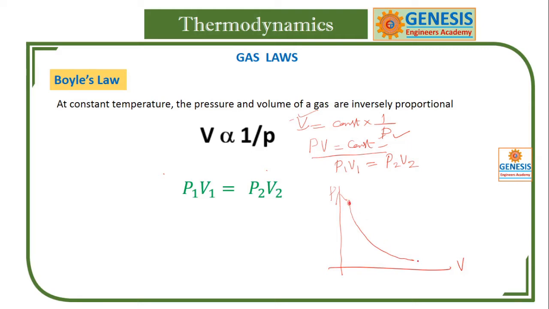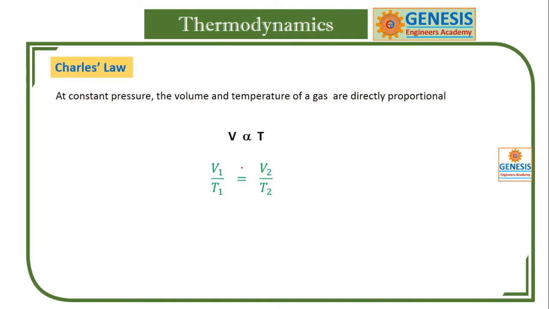So this is state 1 and this is state 2. The values here are P1 on the y axis and volume V1 on the x axis. When you want to compress, what happens? The volume decreases. When there is an expansion, the volume increases. So that is the idea of Boyle's law.